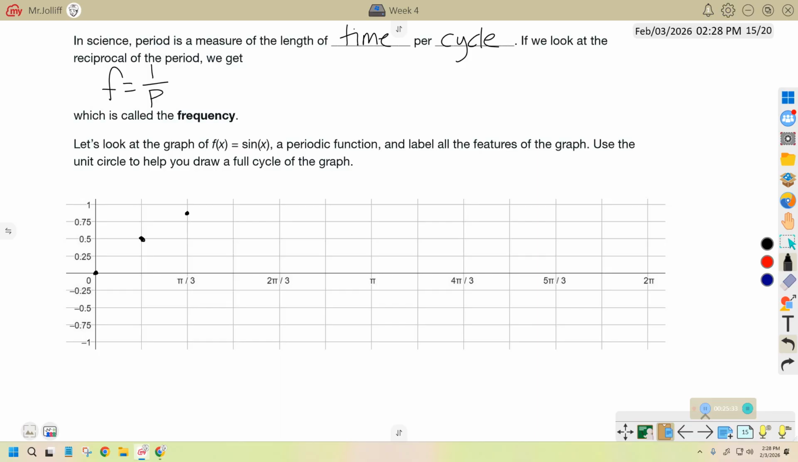Julie's still looking. Someone at the back table. Cecilia, do you have your unit circle? What is the y coordinate at pi over 2? One. Yeah. Sine is the y coordinate on the unit circle.